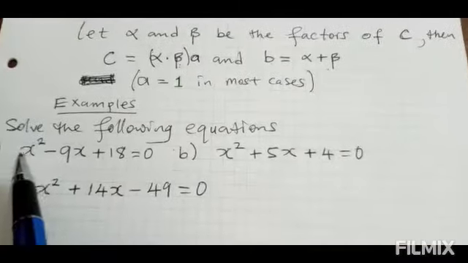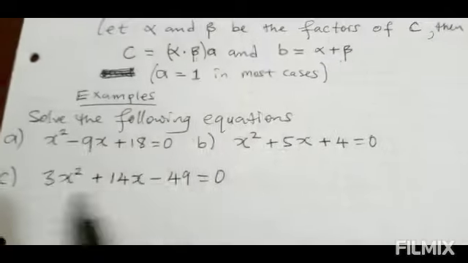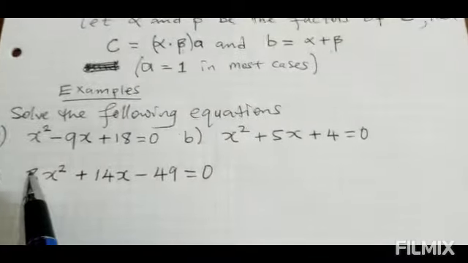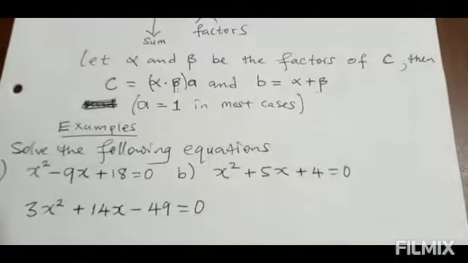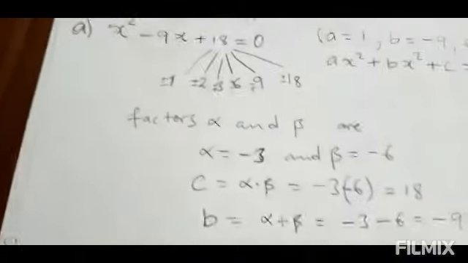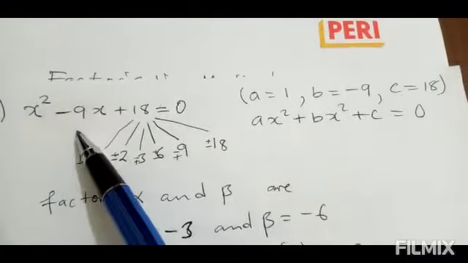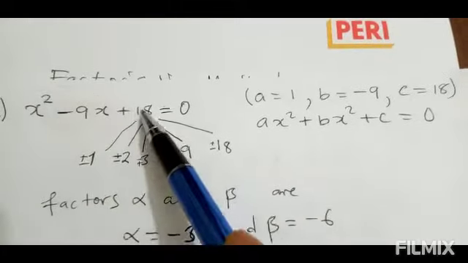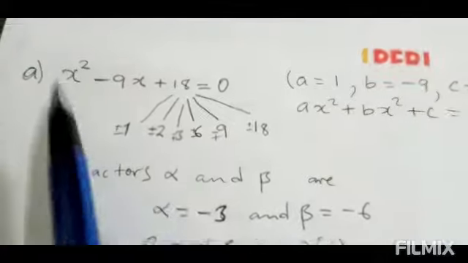Look here, the coefficient is 1. Here is 1. That is straightforward, you will see that. But here the coefficient is 3, okay? So we need to do some more work. Here we go. A: x squared minus 9x plus 18 is equal to 0, okay? So what is a? A is 1, okay?